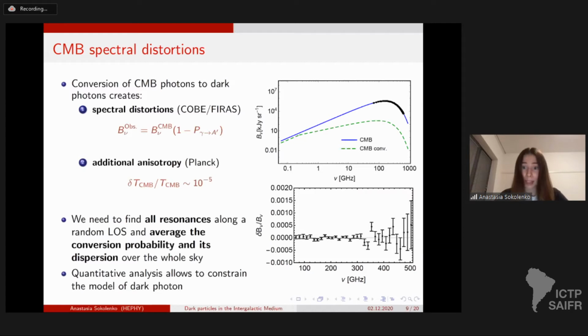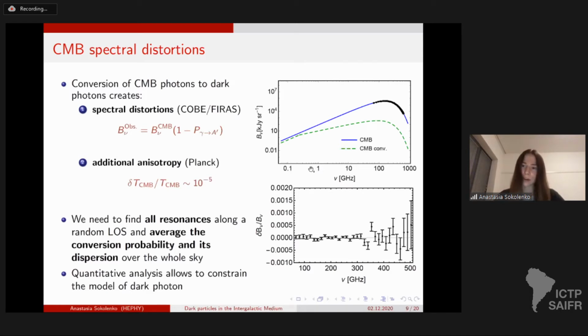As I mentioned, if we study CMB spectra, then we would expect that it will change the Planckian spectra. In this plot, you see this blue line, which shows the Planckian spectra, and these dots are data from FIRAS. In this plot, you can see that the deviation from the Planckian spectra is very, very small. So to a very high precision, the CMB is a Planckian spectrum.